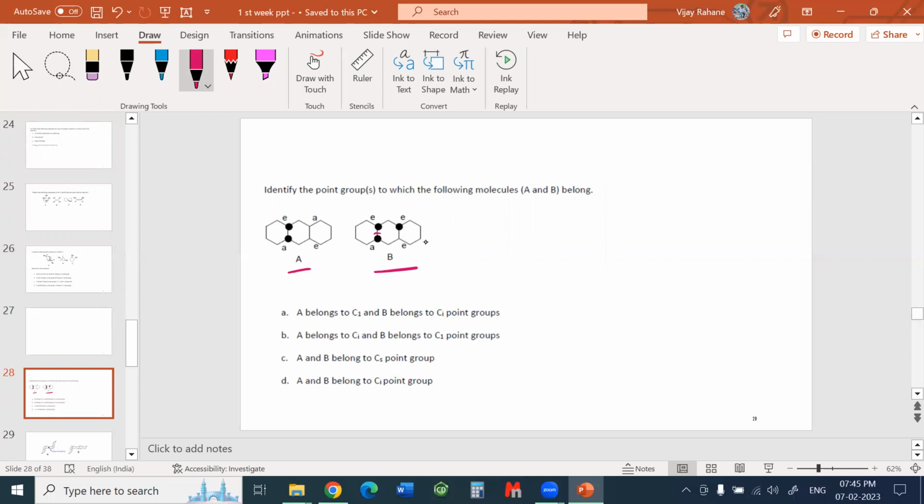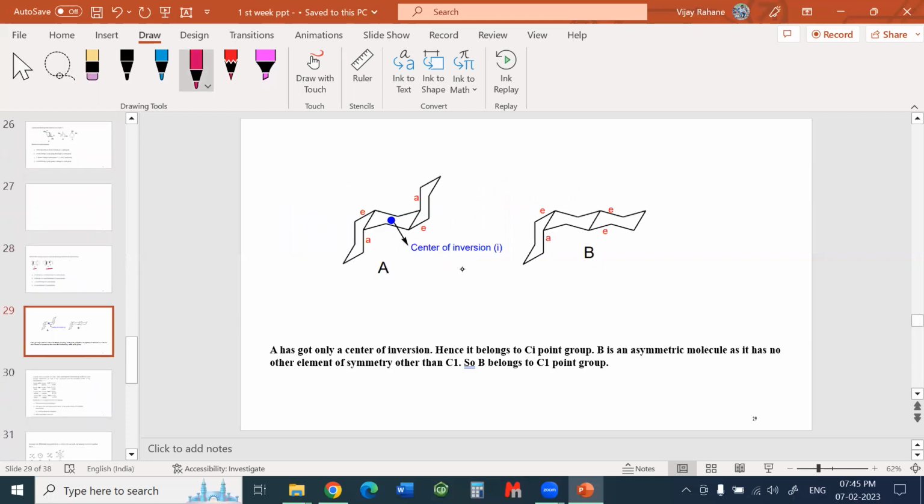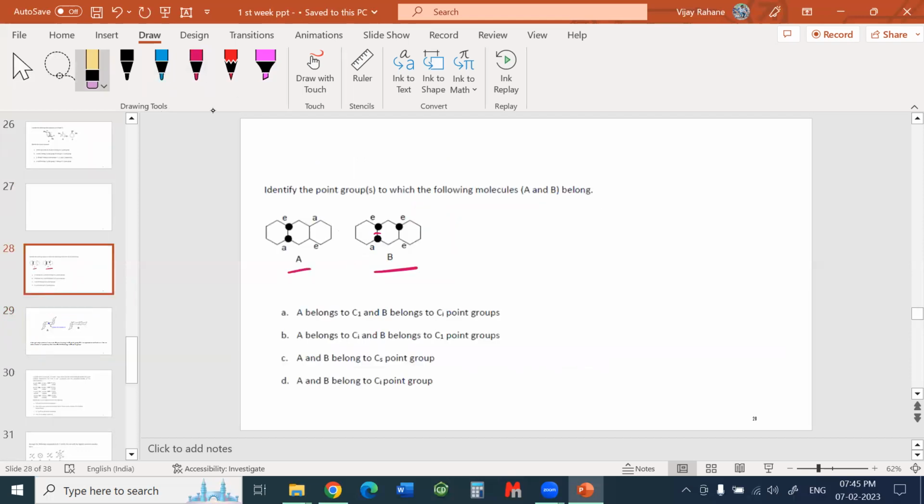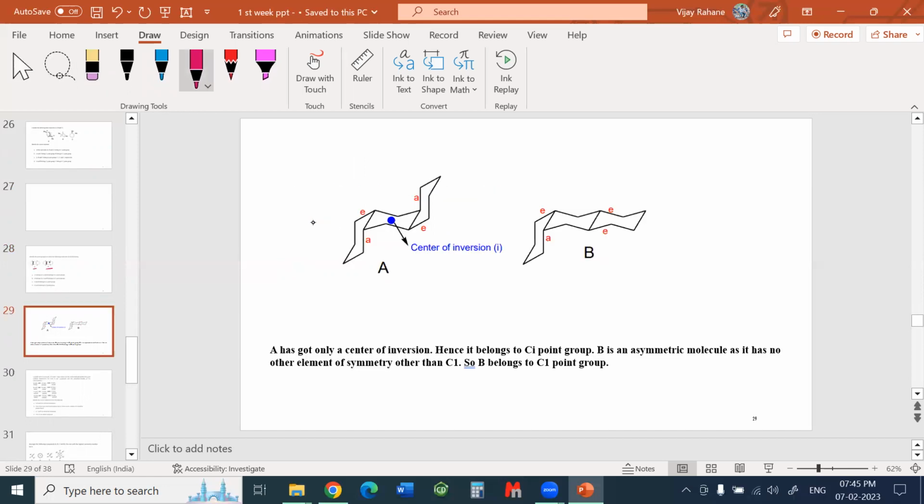So I have drawn the molecule here. You can see the first molecule. This one is the first molecule. In this one, if we go in the opposite direction here, and also the opposite direction, we find that it has the inversion center, right? Is there any Cn axis or anything? No, there is no Cn axis, right?